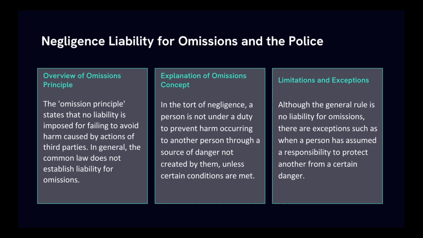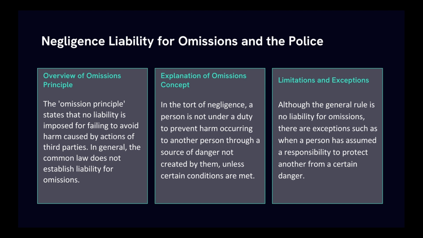Negligence liability for omission principle and in relation to the police. Overview of omissions principle. The omission principle states that no liability is imposed for failing to avoid harm caused by actions of third parties. In general, the common law does not establish liability for omissions. Explanation of omissions concept. In the tort of negligence, a person is not under a duty to prevent harm occurring to another person through a source of danger not created by them, unless certain conditions are met. Limitations and exceptions. Although the general rule is no liability for omissions, there are exceptions such as when a person has assumed a responsibility to protect another from a certain danger.